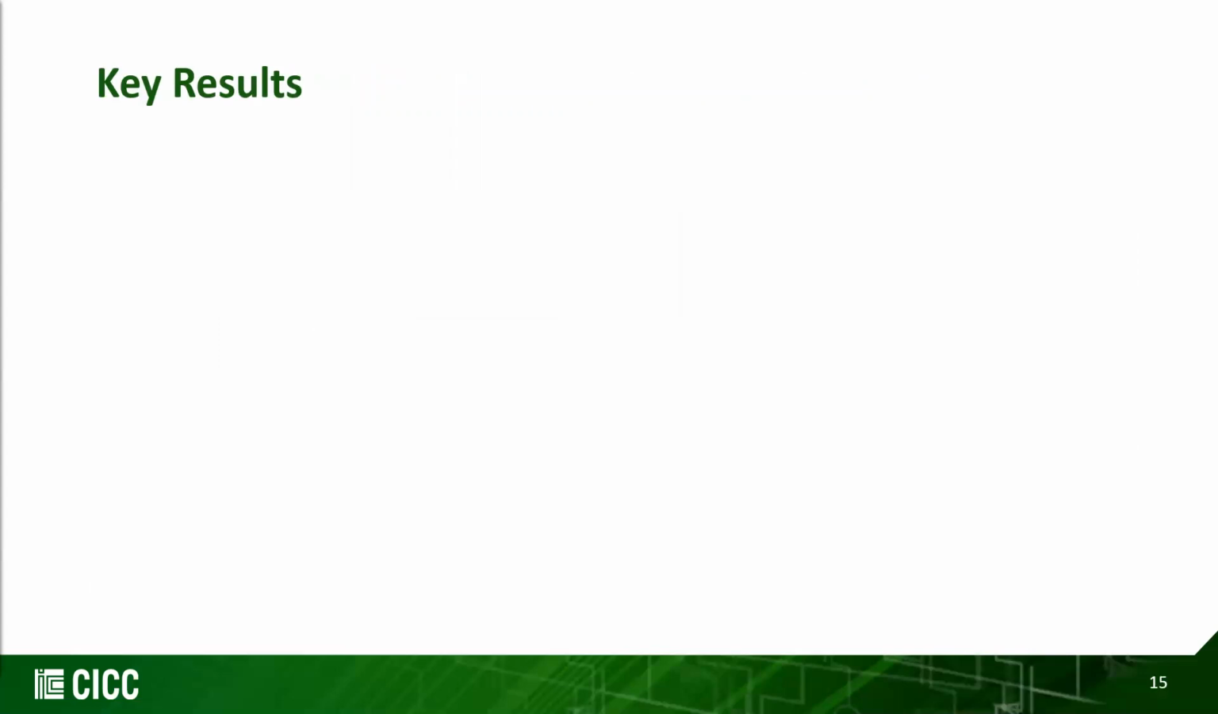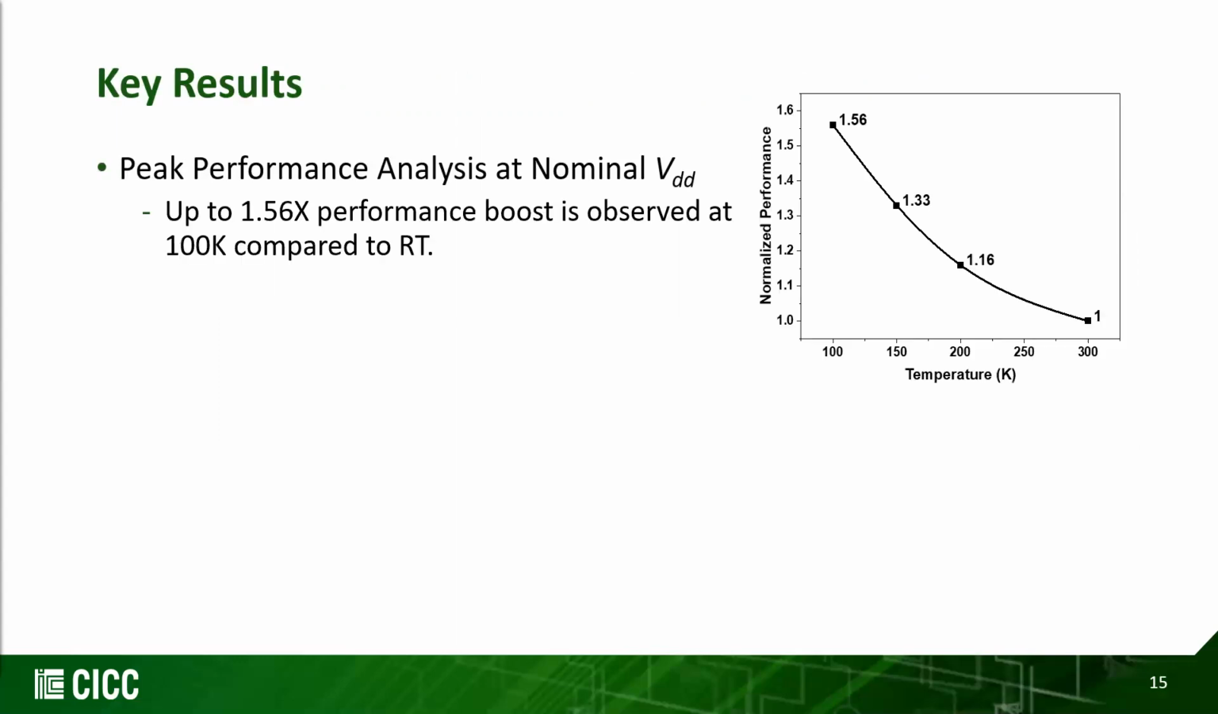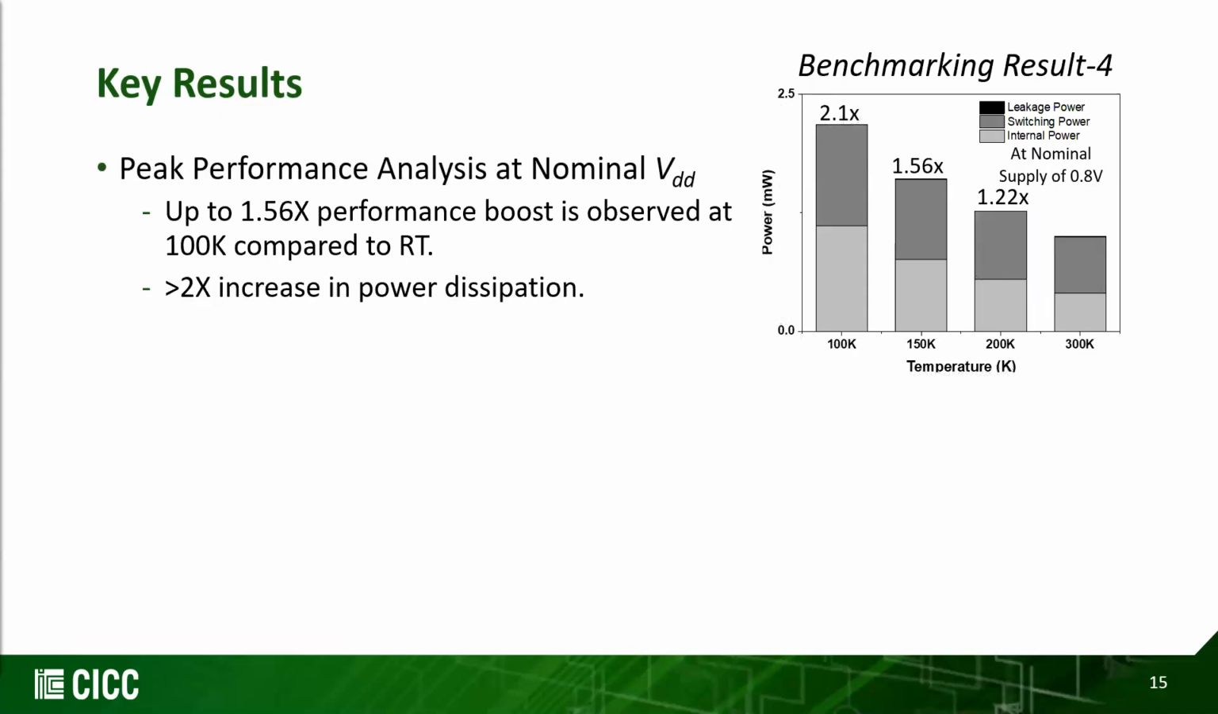Some of the key benchmarking results are shown here. The first case is the peak performance analysis at nominal supply voltage of 0.8 volts. We find the maximum frequency that a design can operate at for each of the temperature points. We see 16% improvement at 200 Kelvin, 33% improvement at 150 Kelvin, and 56% improvement at 100 Kelvin compared to room temperature. However, this comes with more than 2x increase in the power dissipation.